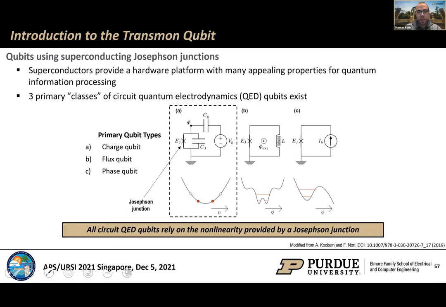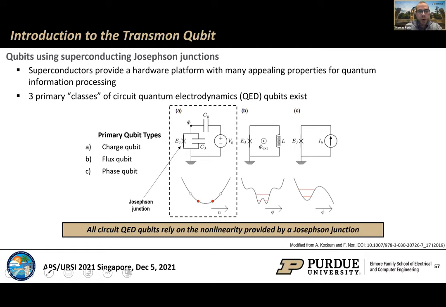It's going to take us a little while to get there because they involve these very special types of superconductors known as Josephson junctions. And so we really have to understand a lot of things on the way to being able to have a good understanding of the transmon.